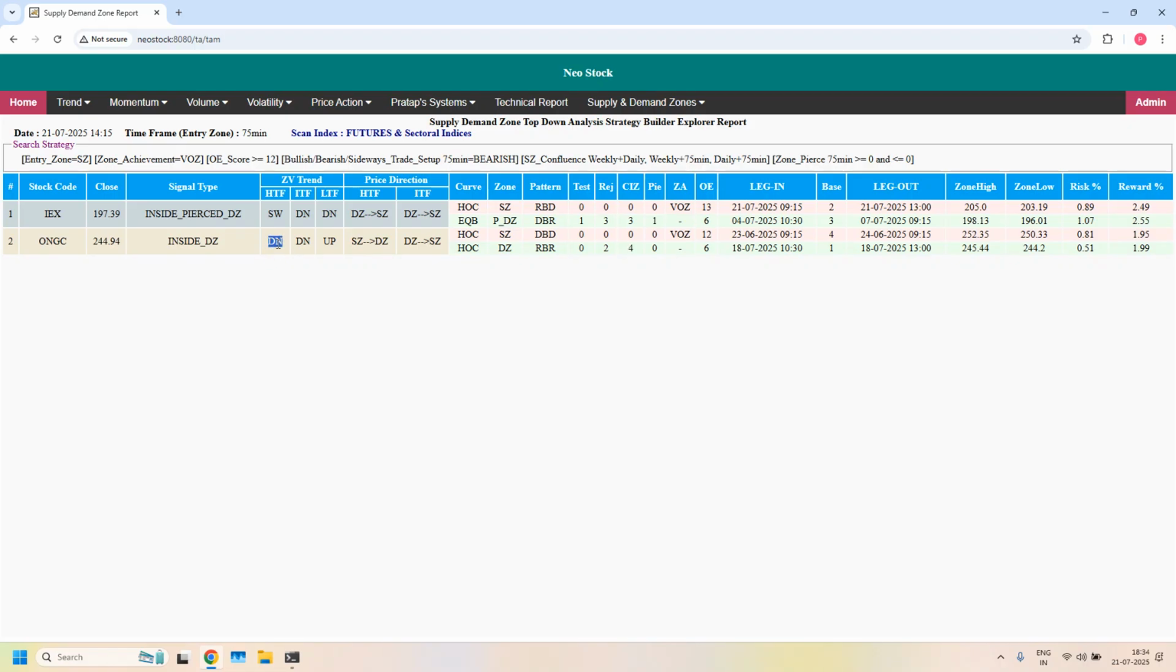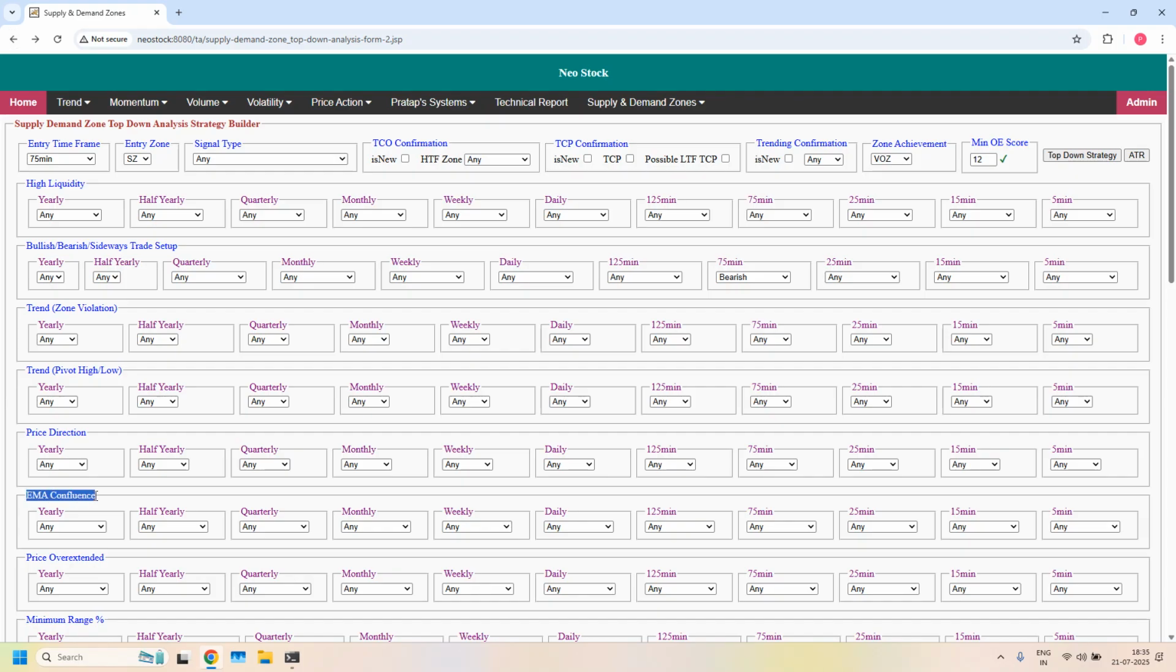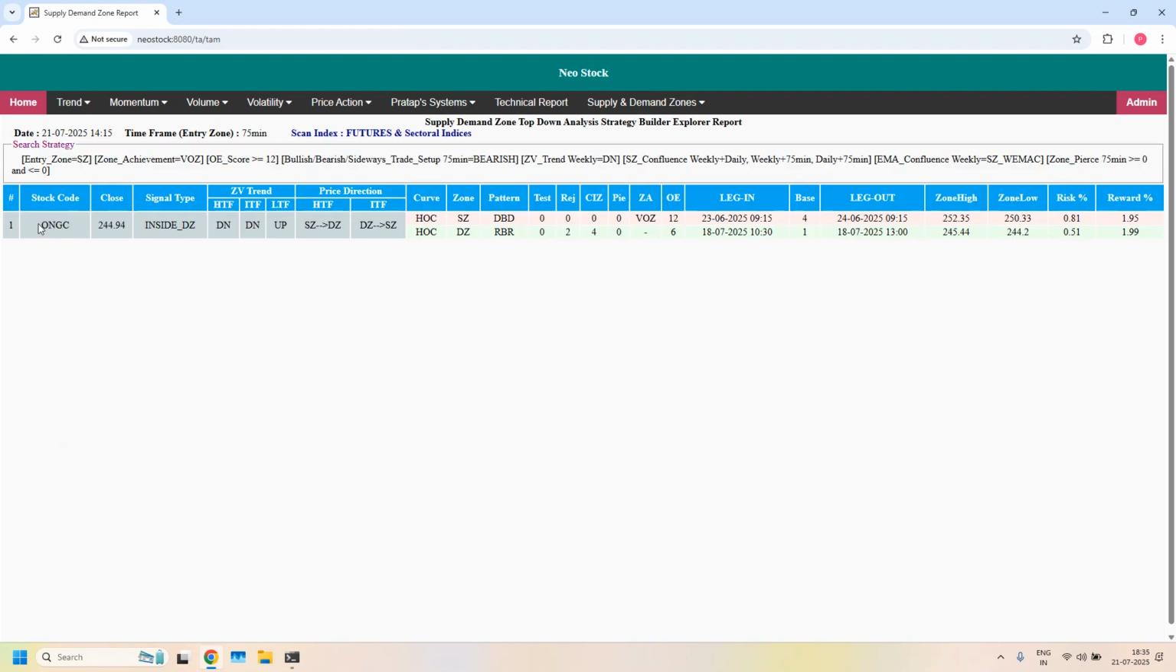Let's verify whether this weekly supply zone is having weekly EMA or not. In that case, daily supply zone overlapped with this weekly supply zone might be having better high probability to get success. Let's verify. In the EMA Confluence at weekly time frame, I'm checking weekly supply zone having weekly EMA Confluence or not. At the same time, trend on the weekly time frame should not be sideways. It should be downtrend because it is bearish trade setup. Let's filter. So that one stock is filtered.